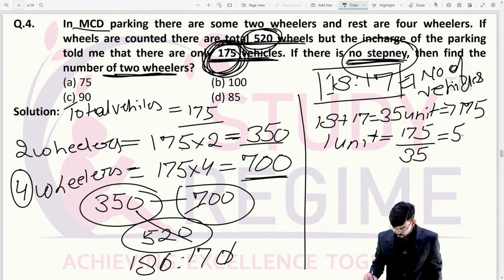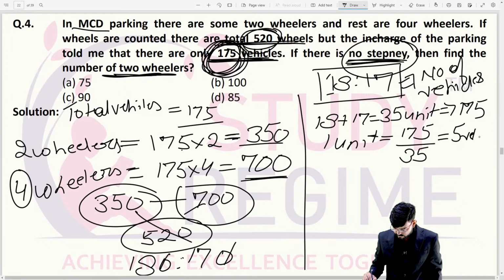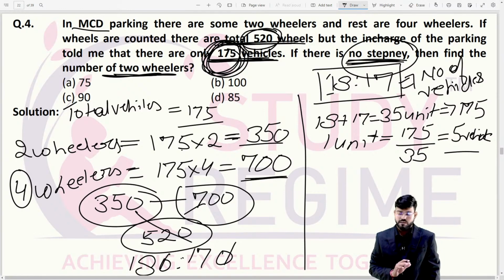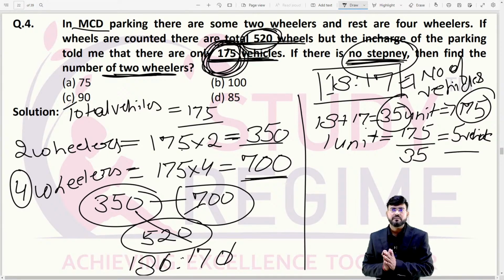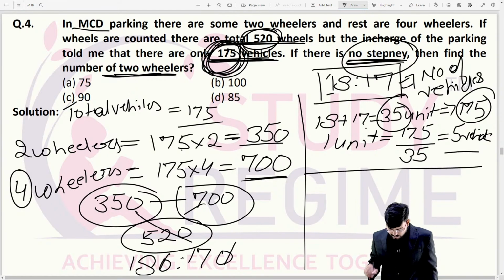5 vehicles. Clear? 1 unit is representing how much vehicle? 5 vehicles. I have done nothing. I have added 17 plus 18, I have got 35, and I have divided 175 by 35. So, 1 unit is representing how much vehicle? 5 vehicles. Therefore, in the question it has been asked how many two-wheelers are there.